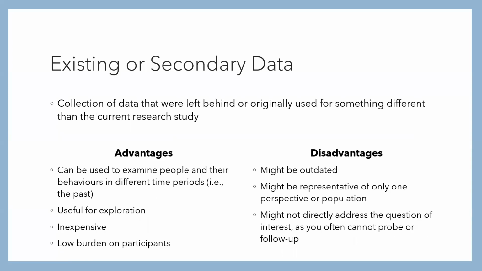And lastly, we have existing or secondary data. And I'm honestly surprised more of you did not choose to use this method, as it is actually a favorite of researchers in psychology. It's used all the time, especially in clinical psychology. And as we've discussed a bit before, this is a collection of data that were left behind or originally used for something different than the current research study. I referred to this as archival data, as it is often in the form of hospital or other medical records, police records, university student records, or some other form of system or organization record of service users.